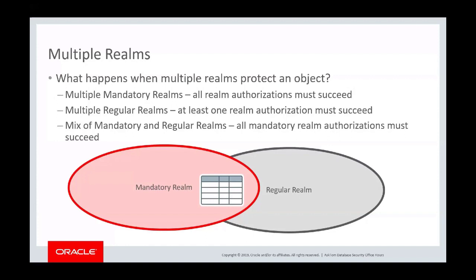Now, if you have a mix of mandatory and regular realms, the criteria is that all mandatory realm criteria must be met to access the data. And when you have a mix of mandatory and regular realms, the regular realms almost don't matter. In fact, they don't matter. It's just the mandatory realm rules that have to be met to be able to access the data.